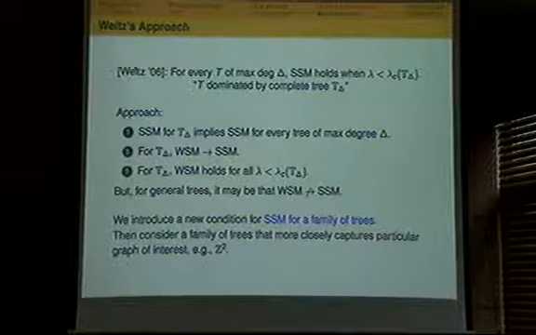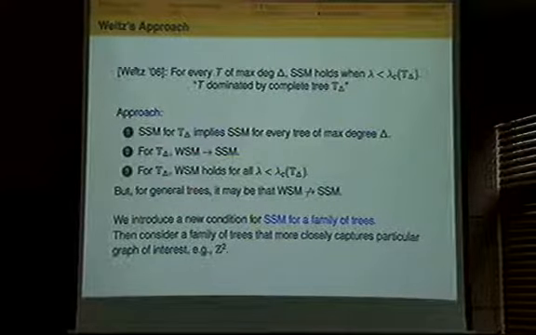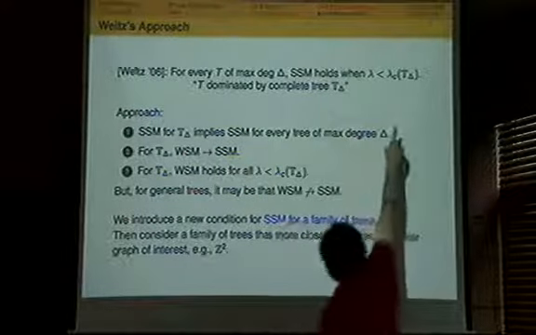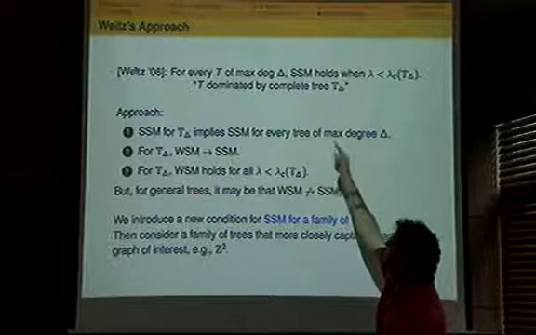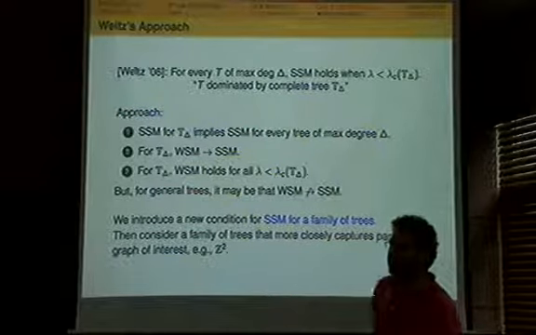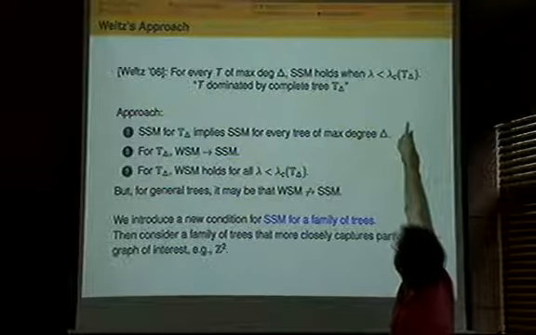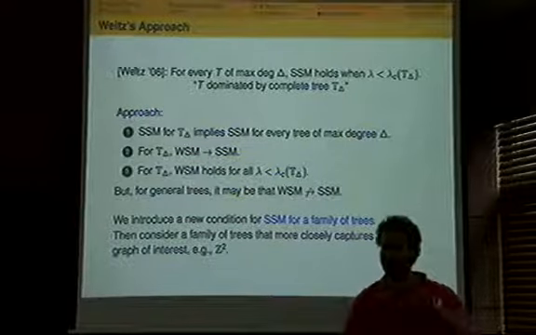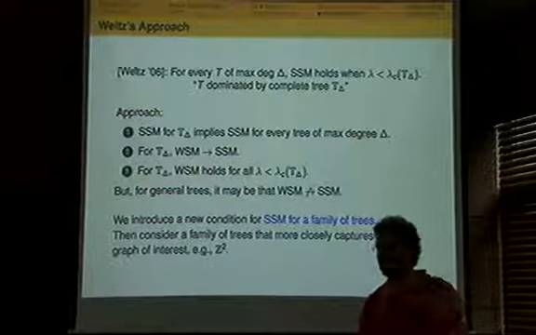And then, yeah, so what does he show? He shows that for every tree of max degree delta, when lambda is less than the critical point on the complete tree, then you have strong spatial mixing on any tree. So whenever you're less than the critical point on the complete tree, every other tree has strong spatial mixing. Therefore, the correlations decay. So when you want to compute the marginal on any tree, you only have to go log n depth.